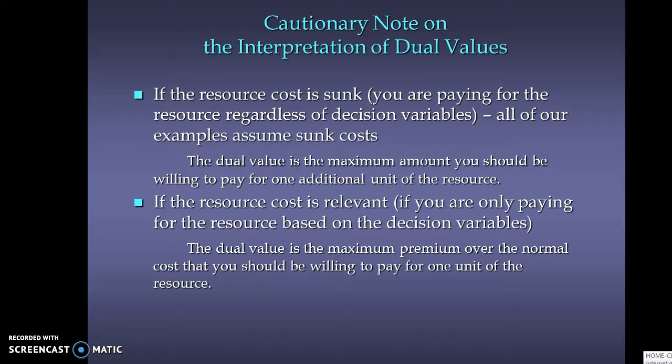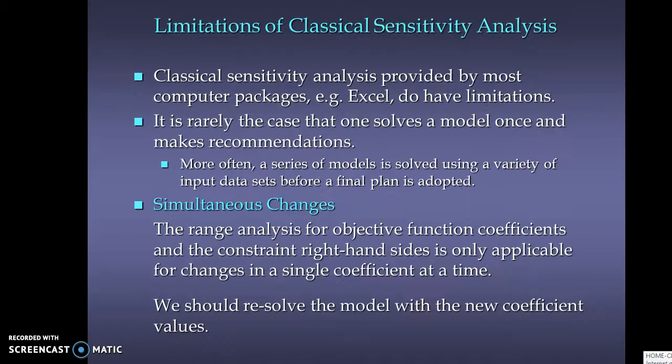Now, you may pay something different. You may pay a premium. Now, if we treat the resource cost as relevant, we're only paying exactly for what we're using, not paying for any slack time, then we treat the dual value as a maximum premium over normal costs we should be able to pay. It's a little bit of splitting hairs, but it does make a difference in some of the ways you set it up. But we're going to keep it simple and straightforward and treat everything as a sunk cost.